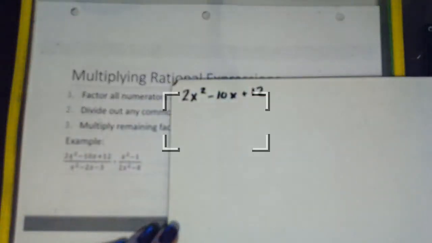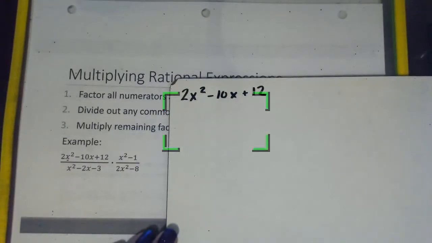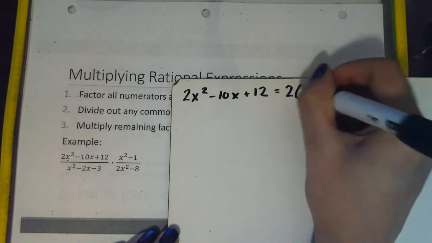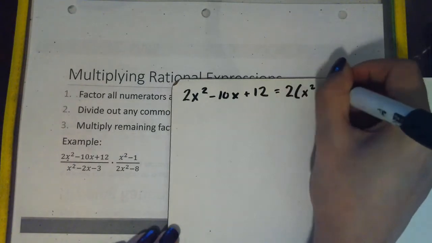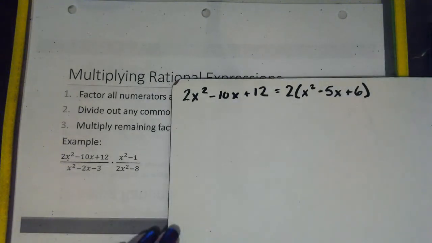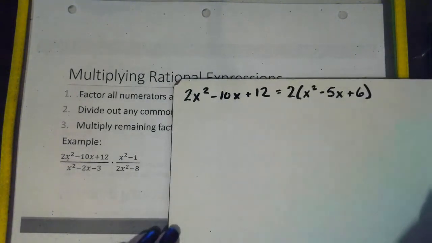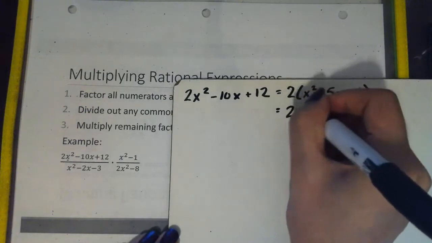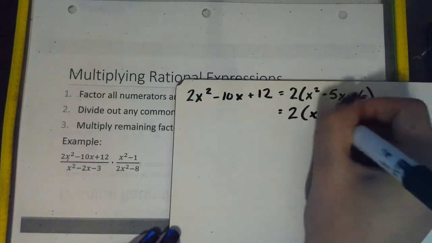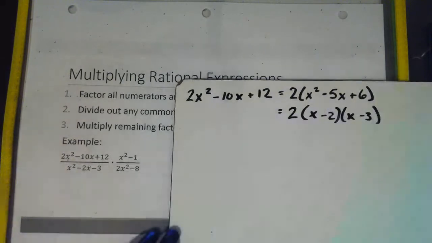First up, we have a 2x squared minus 10x plus 12, and I want to factor that. First, I need to check for a greatest common factor, and there's a greatest common factor of 2. And if I factor out the 2, then I'm left with x squared minus 5x plus 6. Well, I can factor that trinomial, so this is going to factor again into 2 times. To get my x's out front, I need a -2 and a -3.